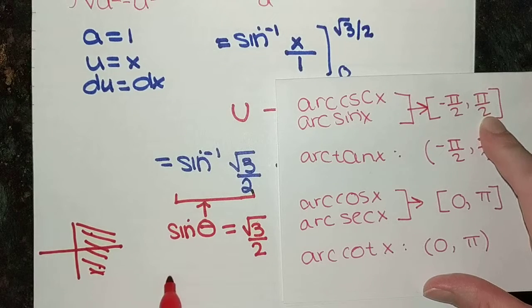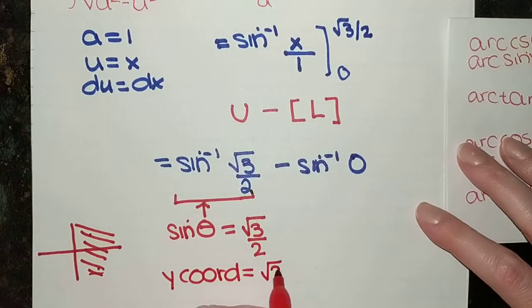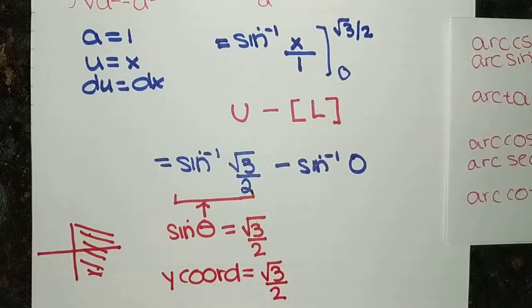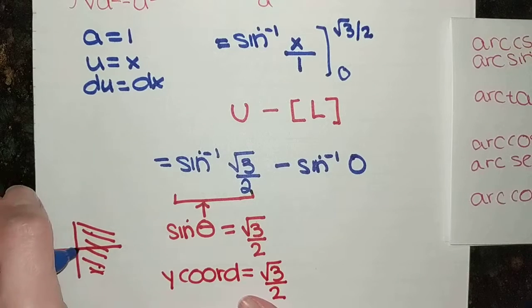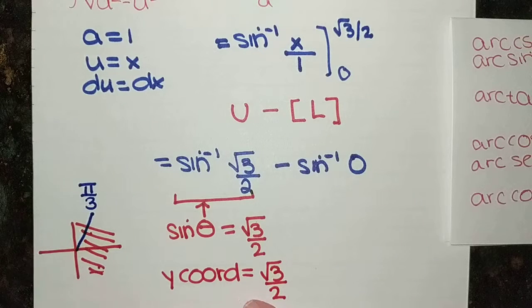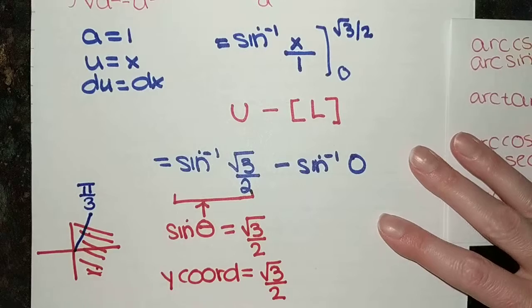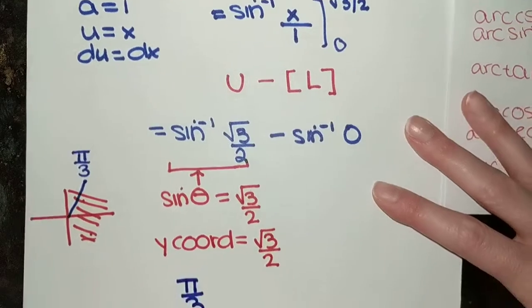And you're asking yourself, where is the y coordinate equal to the square root of 3 over 2? That y coordinate, of course, is the bigger coordinate, square root of 3 over 2. It's going to be up here at pi over 3. So arc sine of square root of 3 over 2 evaluates to pi over 3.